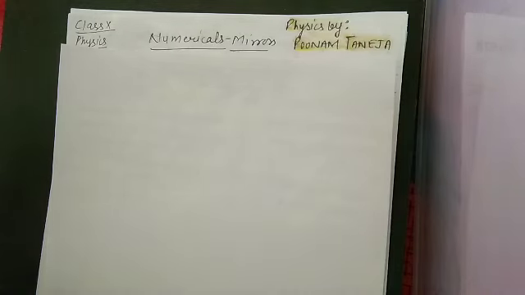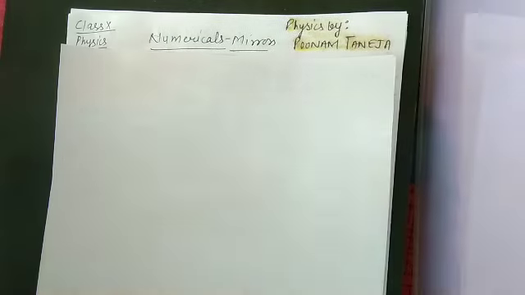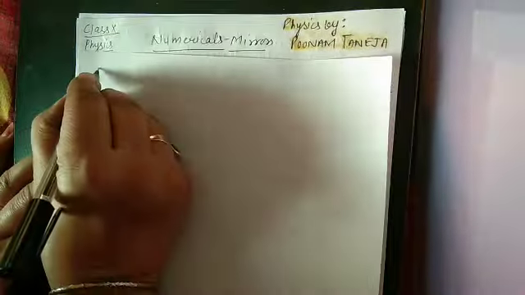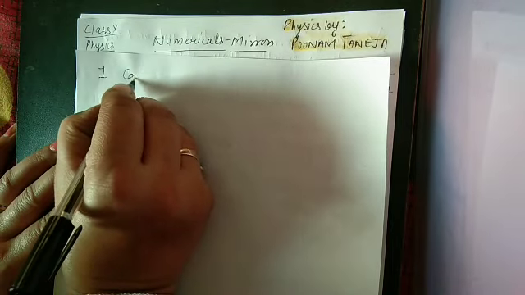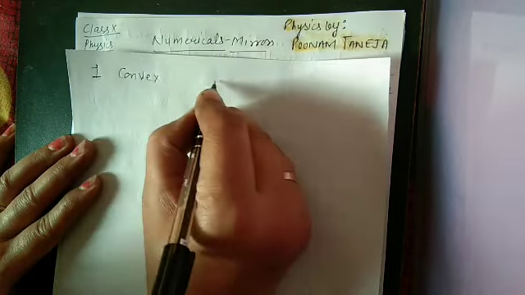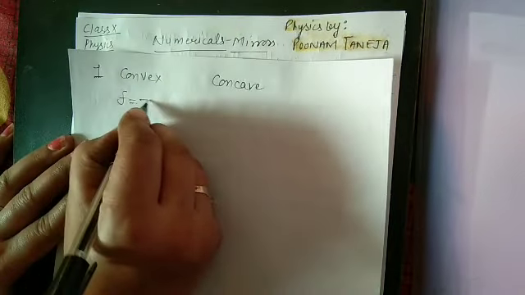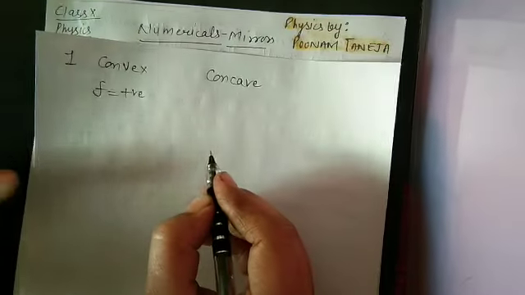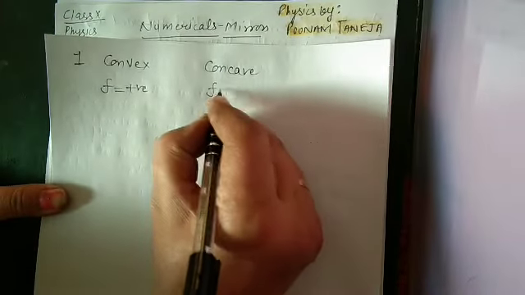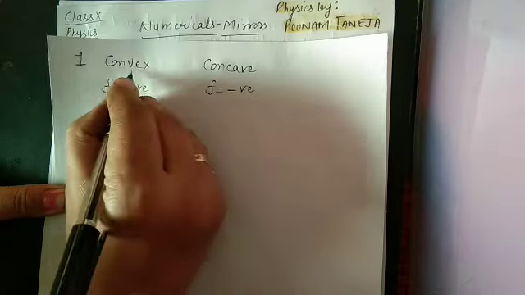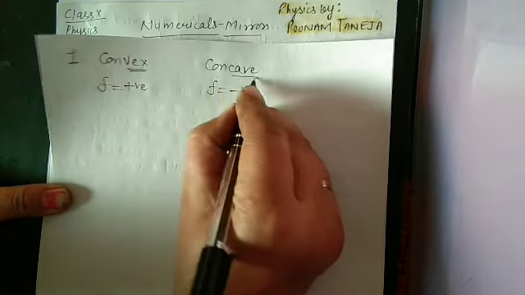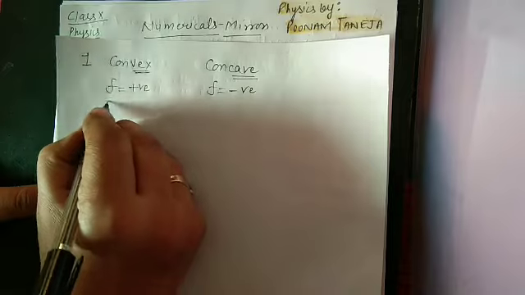Let's start today's topic, that is numericals in case of mirrors. Okay, before going towards the numericals in case of mirrors, some points are to be kept in mind. What are these points? Number 1, as there are two types of mirror, convex mirror and concave mirror, focal length for convex mirror is always considered to be positive. Focal length of concave mirror is negative. Convex positive, concave negative.